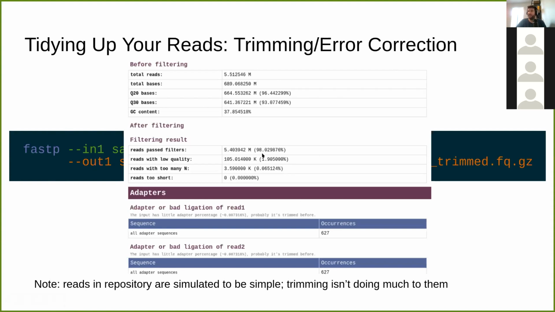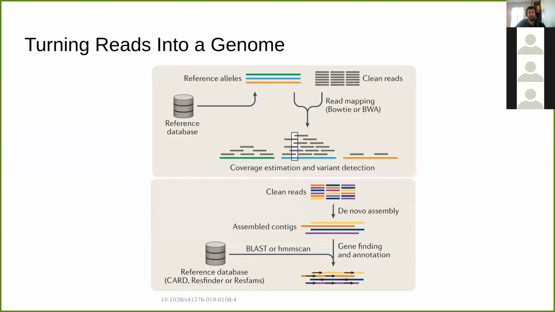It contains all that information about what's going on with the trimming: what percentage of your reads were good enough quality to keep, how many contained lots of Ns, what adapters got removed, etc. So there's a really nice report where you can look at the quality control, look at before and after, and see whether the trimming actually seems to have made a big difference. Just a quick note that the reads in the repository are simulated to be quite simple, so trimming isn't going to do very much to them.